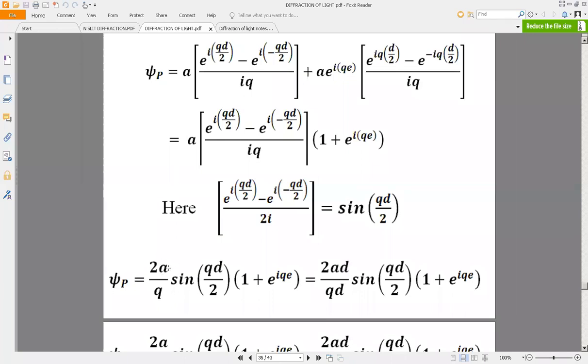I'll take the A_d separately and pull the 2 to the denominator, which is qd by 2, the denominator amount. That I'll do later. sin(qd/2) into (1 + e^(iqe)). The same term I'm writing. I have not manipulated anything. Now I have multiplied and divided by d, right? So sin(qd/2) and the rest of the terms remain the same. I have not altered anything.